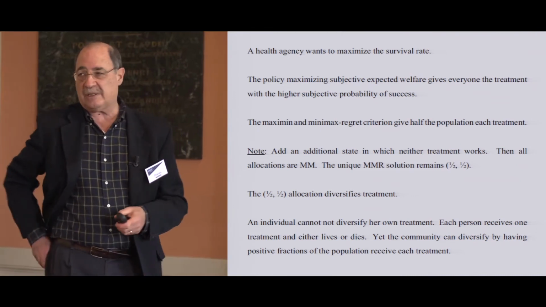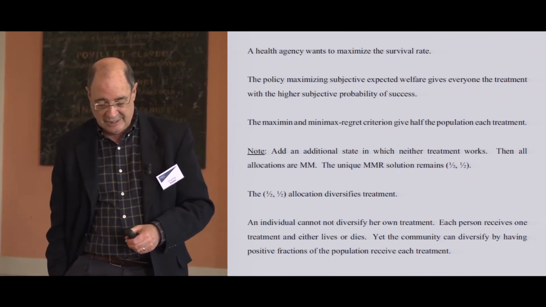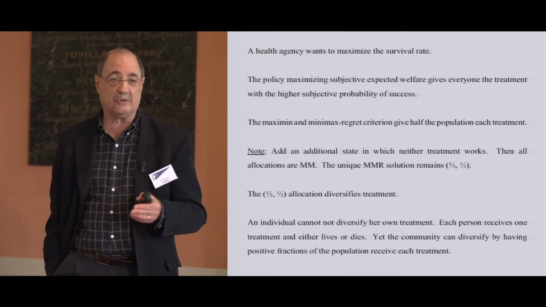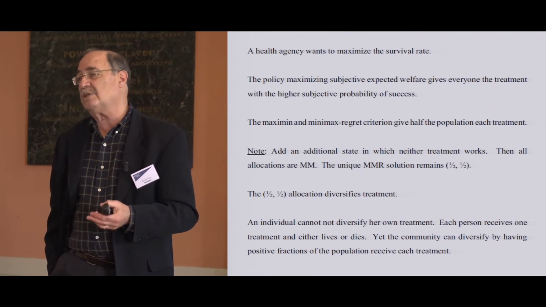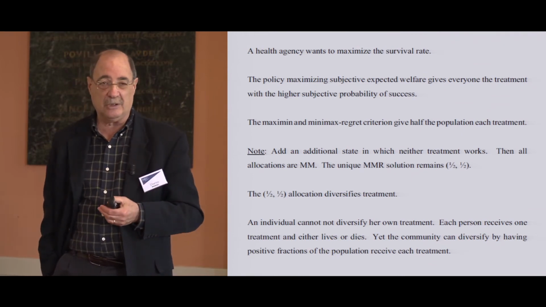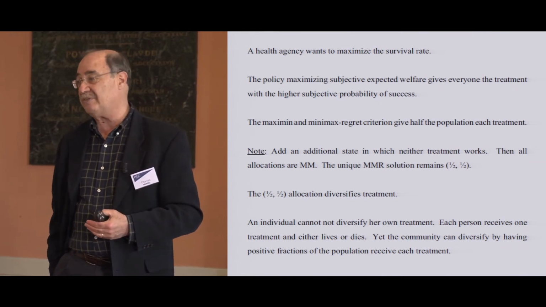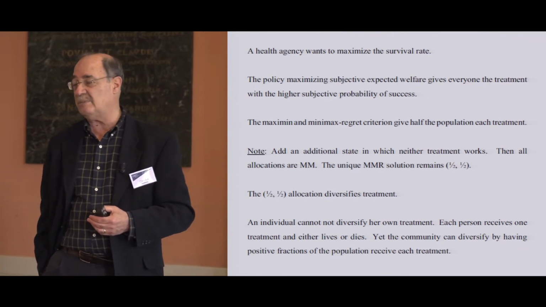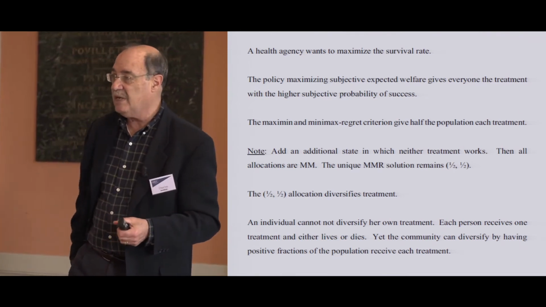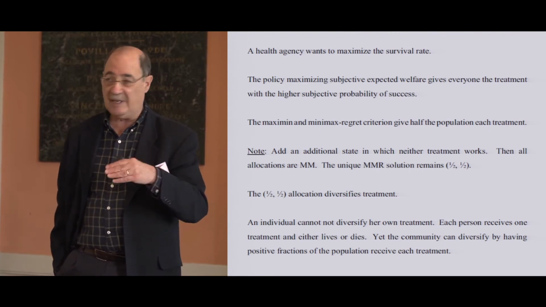If you view this from the maximin or the minimax regret perspective, this is with only 2 states of nature, a very simple case where maximin and minimax regret actually give you the same solution, even though in general they don't. And the solution is the one that you might just imagine as being sensible even without setting up a formal criterion, which is to give half the population each treatment. From the maximin perspective, the cup is going to be exactly half full: half's going to survive, half's going to die.